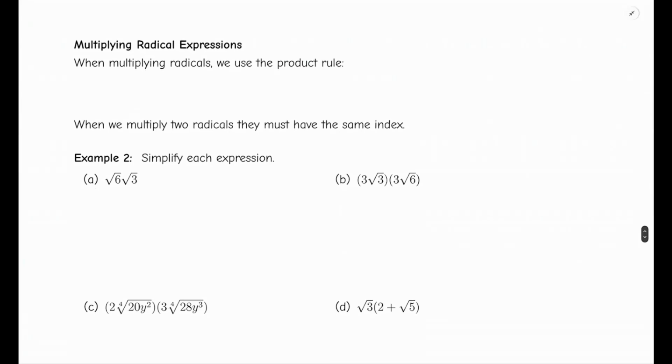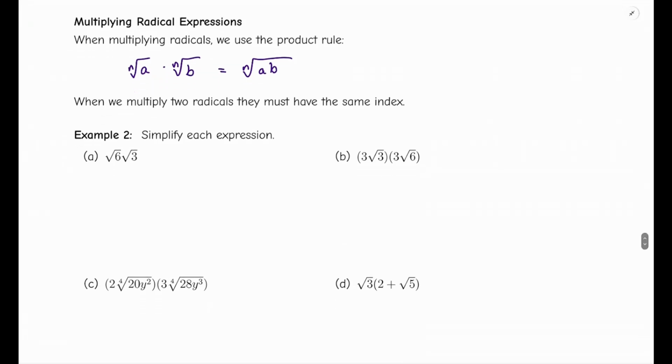Multiplying radical expressions. When multiplying radicals, we use the product rule. The nth root of a times the nth root of b is the nth root of a times b. When we multiply two radicals, they must have the same index.